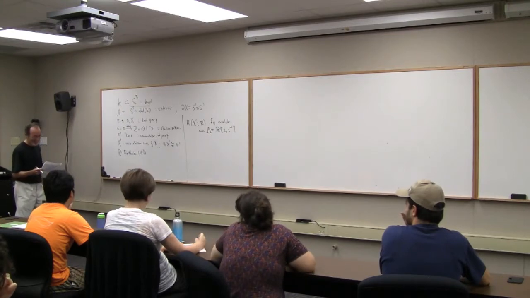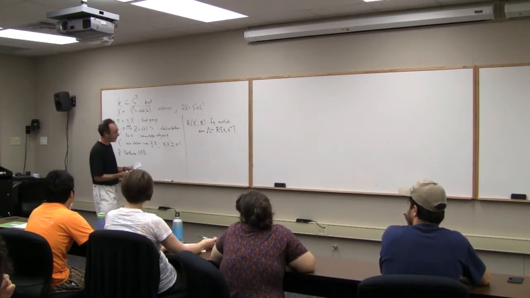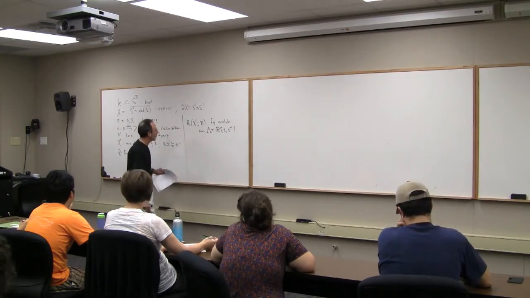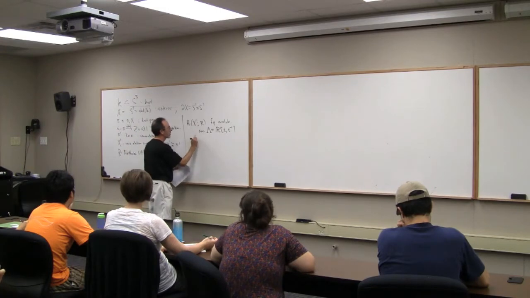All right, so this is a finitely generated module, and since R is Noetherian, then this is a Noetherian module. So hence Noetherian.